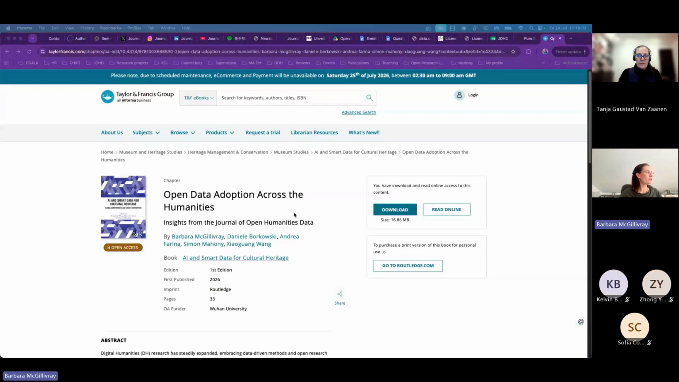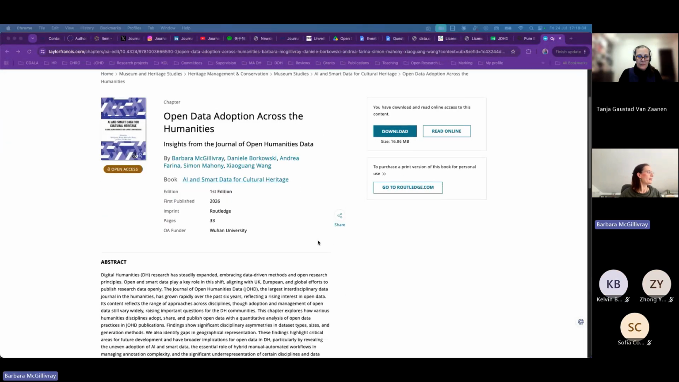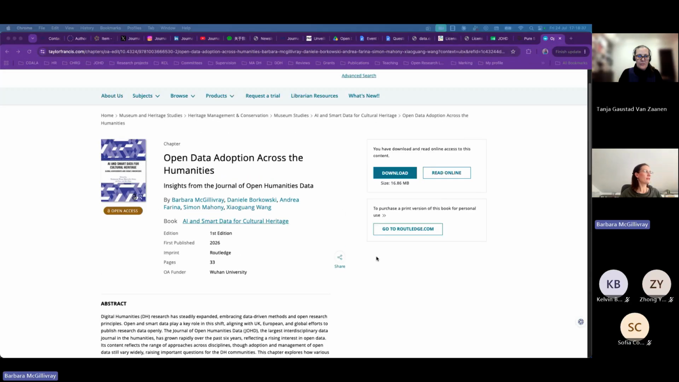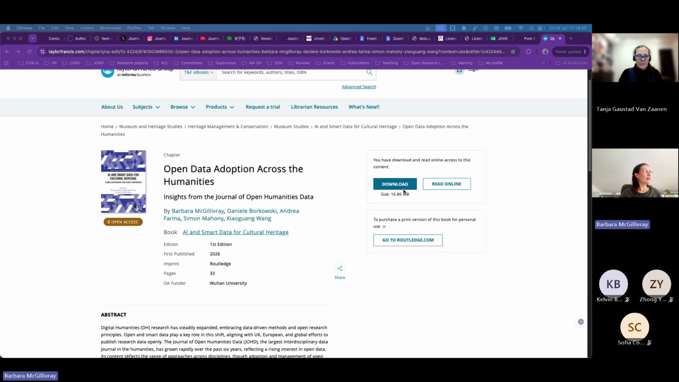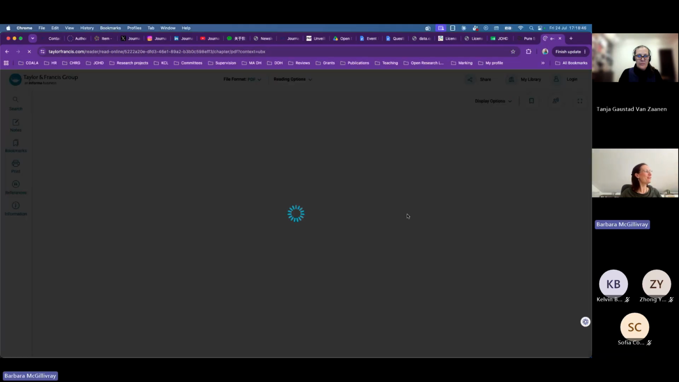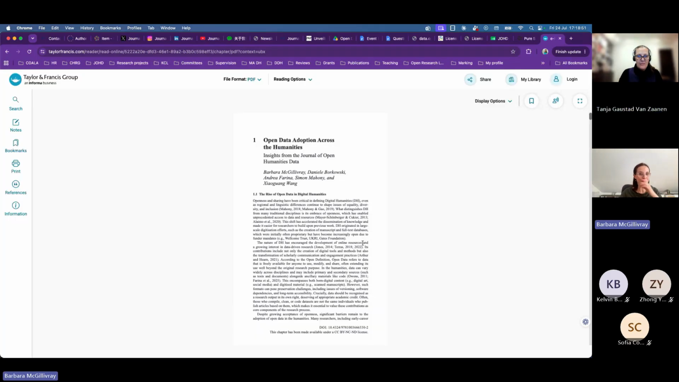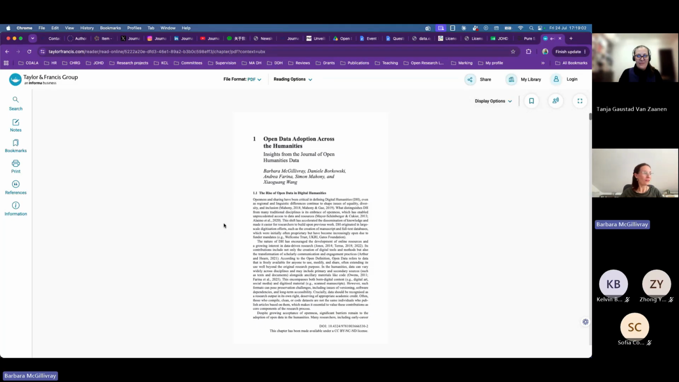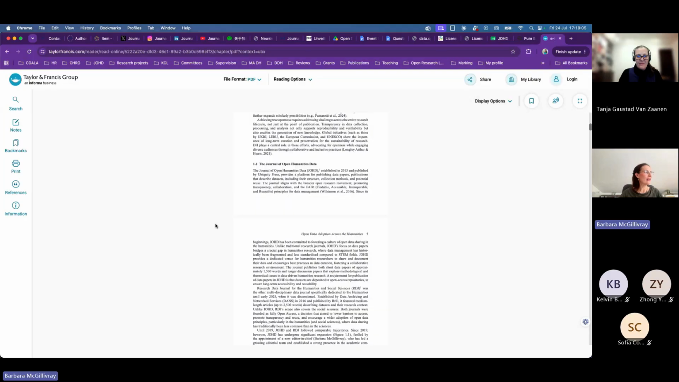Right, yes. Okay, so here is the chapter. It's called Open Data Adoption Across the Humanities, and it's part of the AI and Smart Data for Cultural Heritage volume. You can browse the paper, a little bit of self-promotion, but also showing how in JOHD we actually do research on open humanities data. We don't just publish manuscripts. That's also one of the things I'm most proud of. The journal is able to contribute to the community in a scientific way as well.